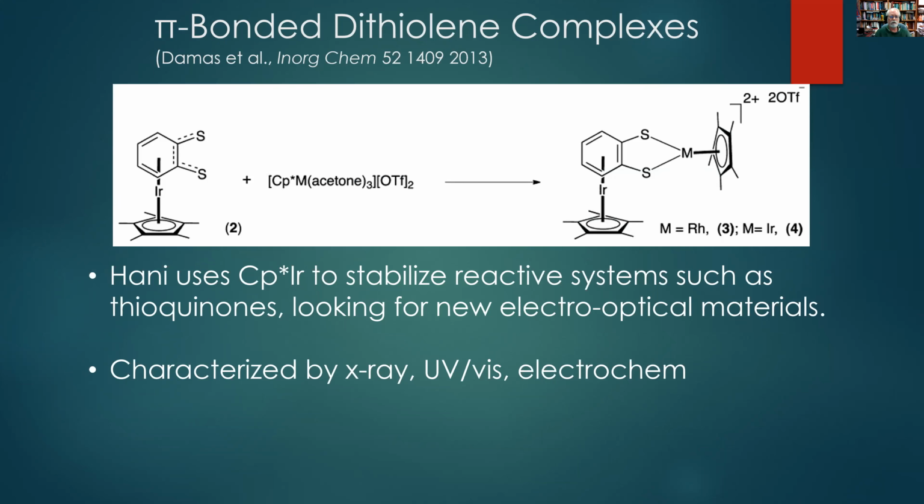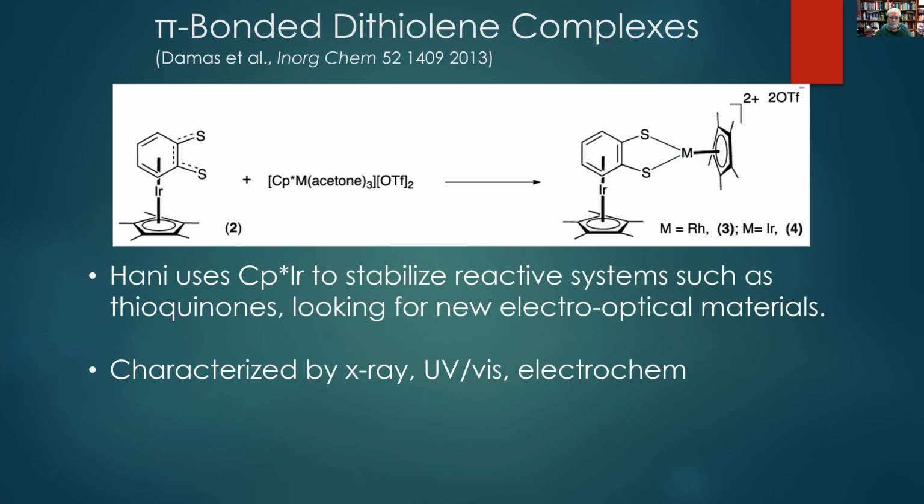So Hani is using this molecule on the left. It's a complex with iridium as the transition metal. This group on the bottom is a cyclopentadienyl molecule with methyl groups. We call it CP star. And he's using this to stabilize systems that otherwise are normally really reactive. And he's ending up with these bimetallic complexes with the original iridium and then a metal here, which can be either rhodium or iridium.